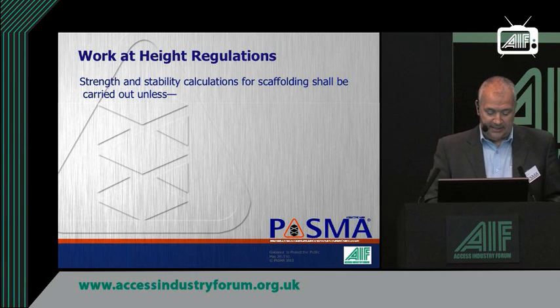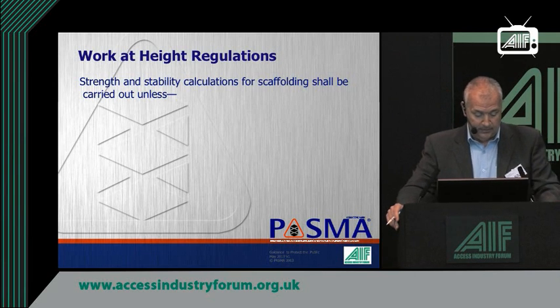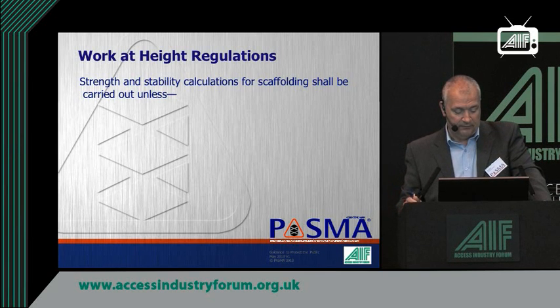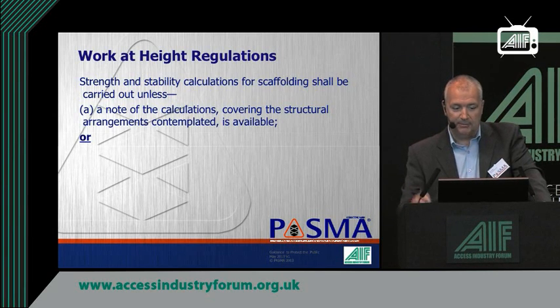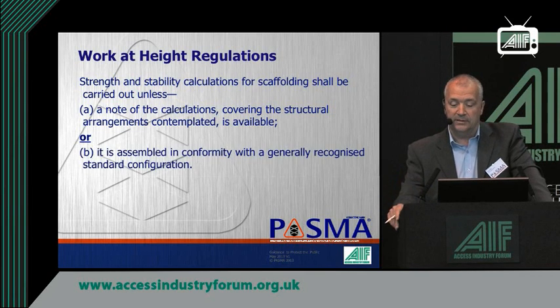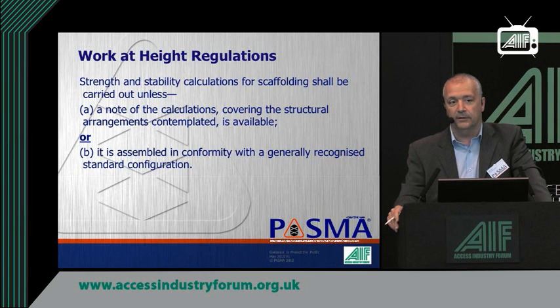The guidance in the document points out significant points related to mobile access towers in relation to the Work at Height Regulations. One of those relates to two principles for the use of a mobile tower. The regulations specify that you must have strength and stability calculations for scaffolding unless you have a note of calculations covering the structural arrangements contemplated, or it is in conformity with a generally recognised standard configuration. So if we're talking about a mobile tower that is just built to a manufacturer's guide, that's considered to be in accordance with a generally recognised standard configuration. And that would suffice as the documentation under the Work at Height Regulations.